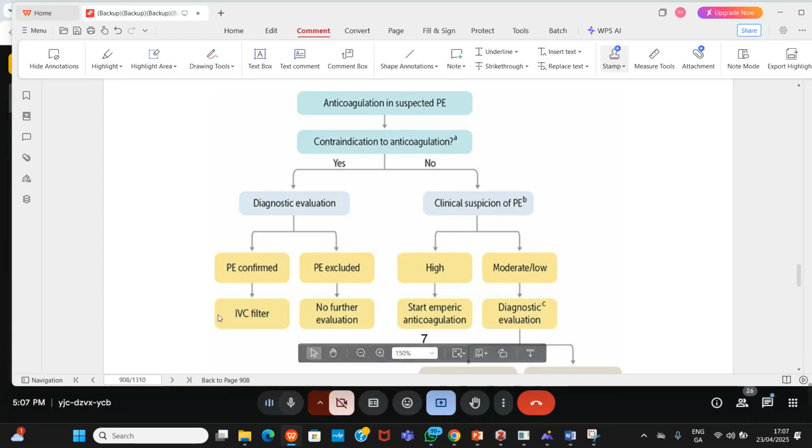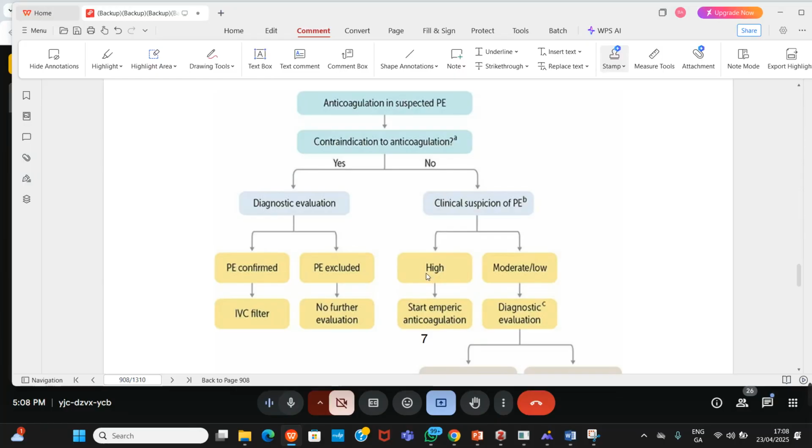Maybe this person had a stroke recently, or maybe there's GI bleeding. I thought they listed some of the risk factors, the contraindications. Yeah: GI bleeding, hemorrhagic stroke, recent surgery, aortic dissection. All these kinds of people, we cannot give them anticoagulation. You cannot do that. So what do you do? You want to place an IVC filter.